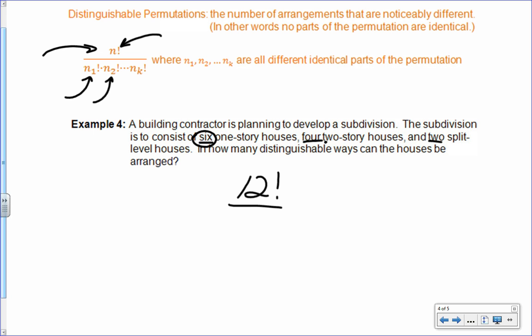So this 6, they are identical, so we would go 6 factorial, because that's how many of them are identical. And again, if I just flopped some of the two-story houses on my plan, would I really be able to tell that I made a change? Probably not. So this 4 also goes down here. And then this 2 also goes down there, because I wouldn't really be able to tell.